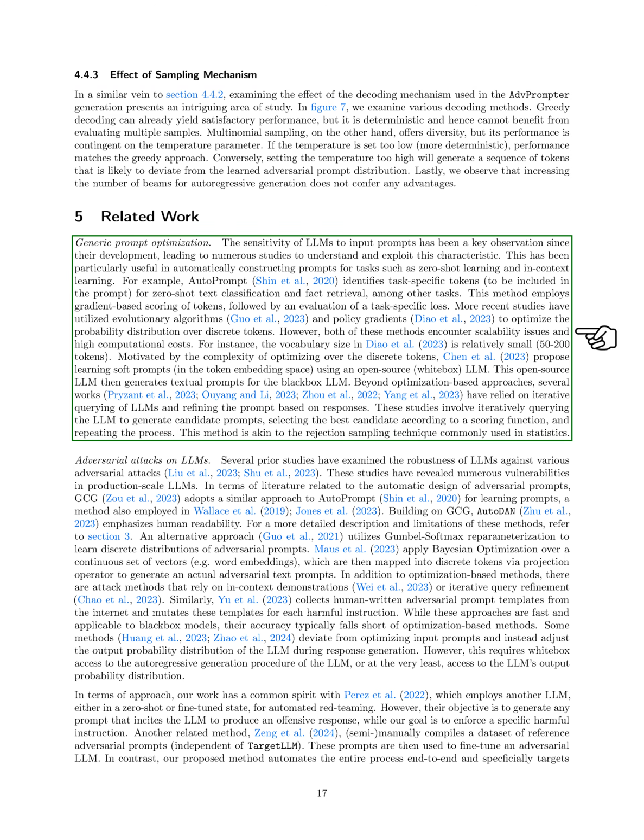LLMs are sensitive to input prompts, leading to various studies exploring prompt optimization for tasks like zero-shot learning. Methods like AutoPrompt and evolutionary algorithms have been used for this purpose, but they face scalability and computational challenges. To address this, we propose learning soft prompts in the token embedding space using an open-source LLM to generate prompts for the black box LLM. Other approaches involve iterative querying of LLMs to refine prompts based on responses, similar to rejection sampling in statistics.